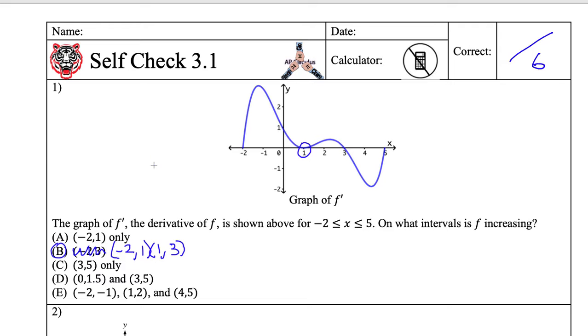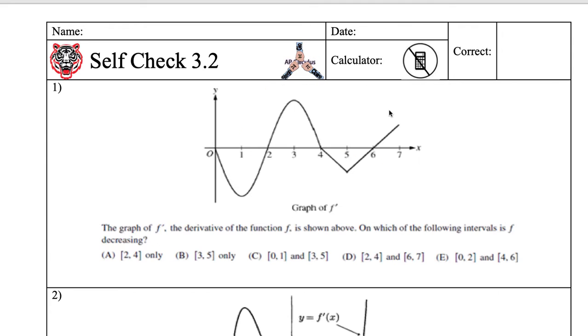I circled A, scratched out only, and added A. That works, yep. How many did you get correct? Hold up fingers. You'll need 2 hands for this one, maybe. Nice. Oh, 6 out of 6. 6 out of 6. Woo. All right, so we're going to be on to self-check 3.2 next. All right, so on to self-check 3.2.